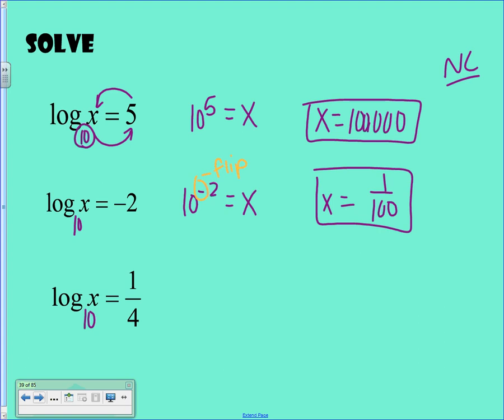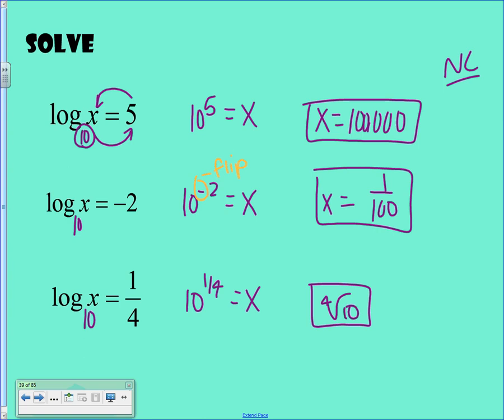Then I will try the next one. Log base 10 of x equals 1/4. So I'm going to say 10 to the 1/4 equals x. Well, I don't know 10 to the 1/4. So if you wanted to write the 4th root of 10 as your answer, that sounds about right. Otherwise, you could just leave it as 10 to the 1/4, because those are the same thing.